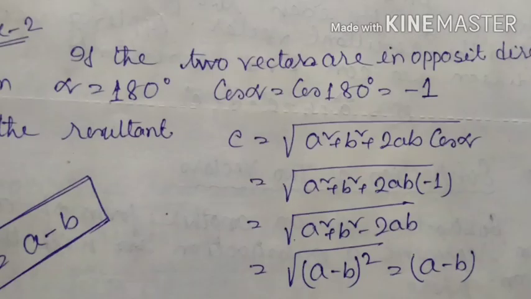Case 2. If the two vectors are opposite in direction, then alpha is equal to 180 degree, cos alpha is equal to cos 180 degree, that is equal to minus 1. So using the value of cos alpha, we can find C vector is equal to root over of (a minus b) whole square, that is equal to a minus b. So C is equal to a minus b.